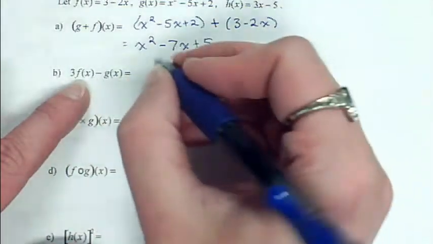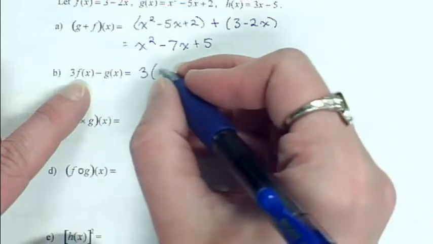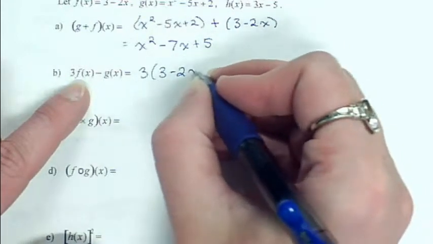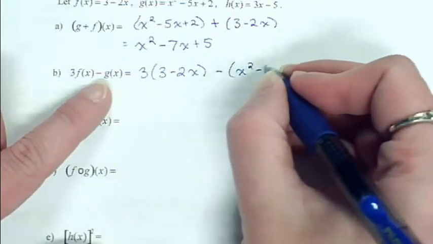Now here, literally, it says to take 3 times f of x minus g of x minus all of g of x.